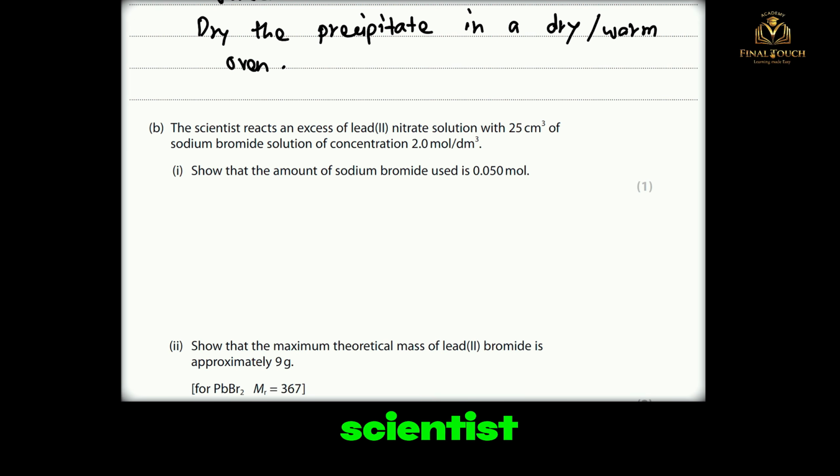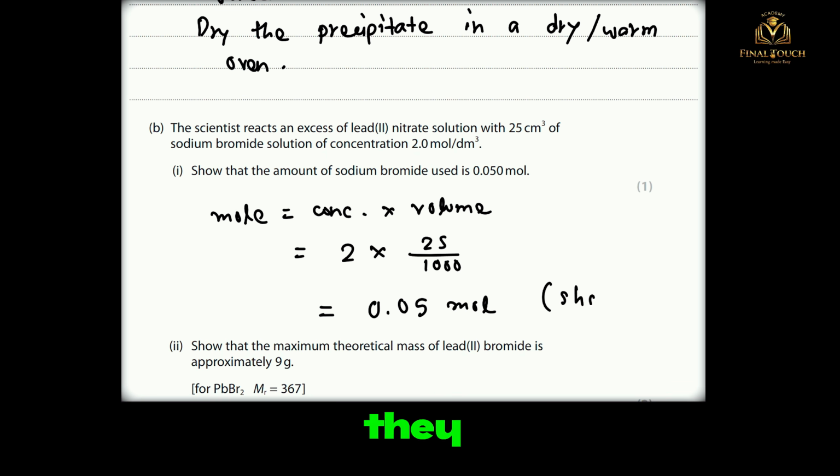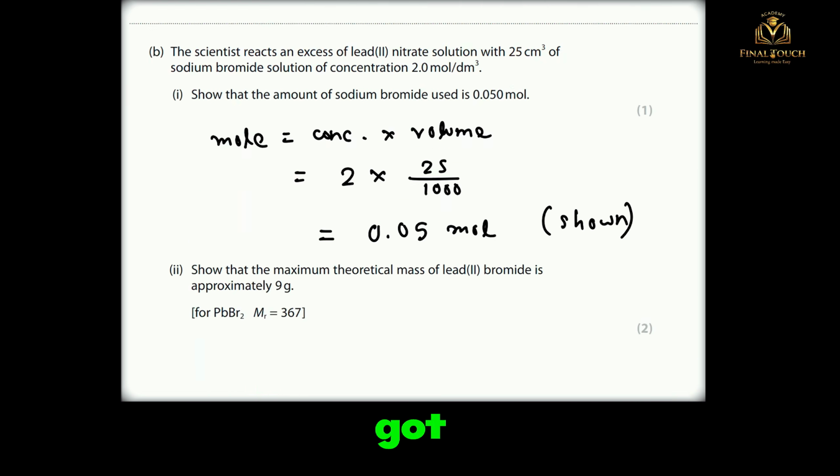Moving on to B1, the scientist reacts an excess of lead(II) nitrate solution with 25 cm³ sodium bromide solution of concentration 2 mol per dm³. Show that the amount of sodium bromide used is 0.05 mole. Simple. Moles equals concentration times volume. Concentration is 2. Volume should be converted into dm³, so divided by 1000. So we end up with 0.05 mole. So the answer they wanted is what we got.